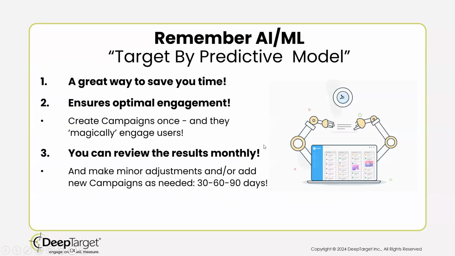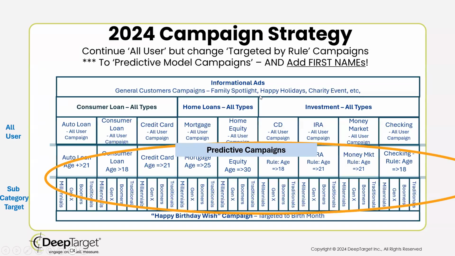So don't forget, we try to help you guys as much as possible, targeted by predictive model. This is our new AI, machine learning, relatively new capability to pick your highest propensity audience that you can then go and utilize elsewhere. So don't forget about that. We actually suggest that you consider using that instead of target by rule specifically. Use it, and it does have an age-based component of it as well. That could be very, very powerful. So don't forget about predictive model campaigns.